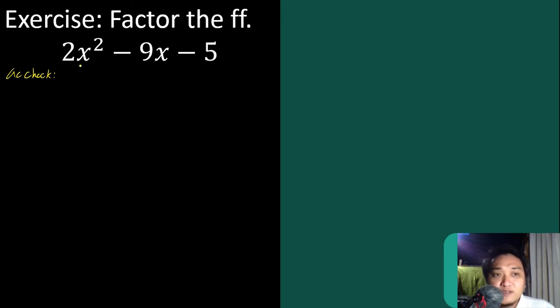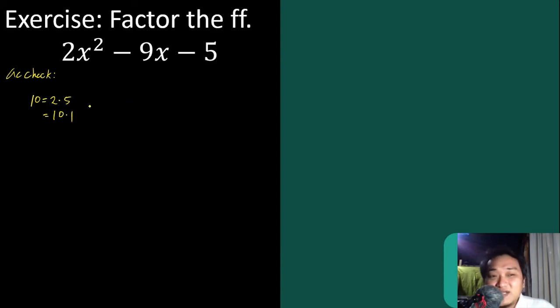Okay. So, what is the product of the first numerical coefficient of the first term, and the numerical coefficient of the last term? So, that will be 10. So, 10 is equivalent to 2 times 5. But take note, 5 plus 2 will not result to 9. So, maghahanap pa tayo ng ibang factor ni 10. So, 10 is also 10 times 1. And 10 minus 1 is 9.